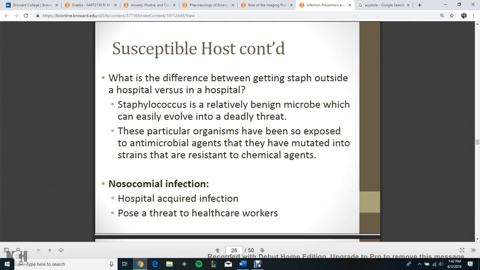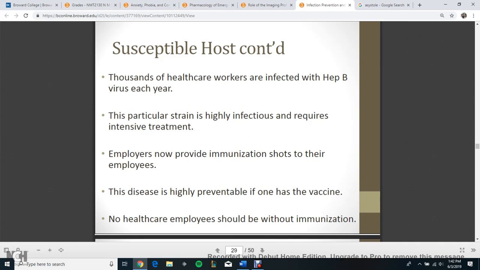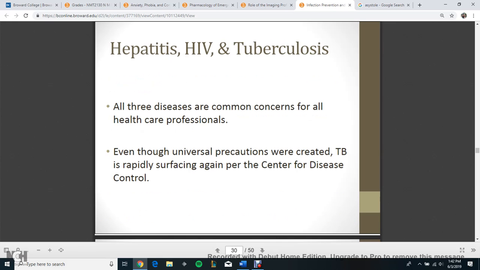Nosocomial infections, hospital-acquired infections, pose a threat to healthcare workers. Thousands of healthcare workers are infected with hepatitis B virus every year. This particular strain is highly infectious and requires intensive treatment. Employers now provide immunization shots to their employees. This disease is highly preventable if one has the vaccine. No healthcare employee should be without immunization.